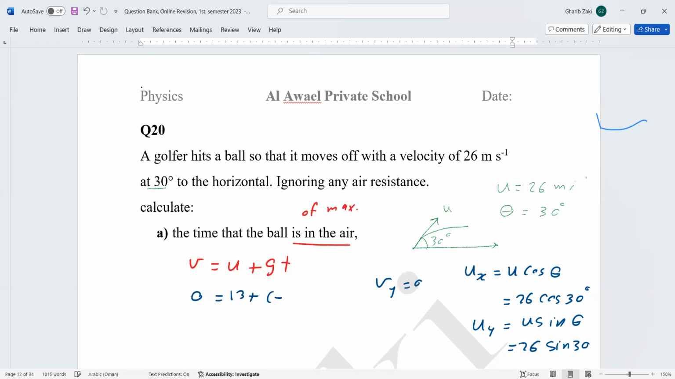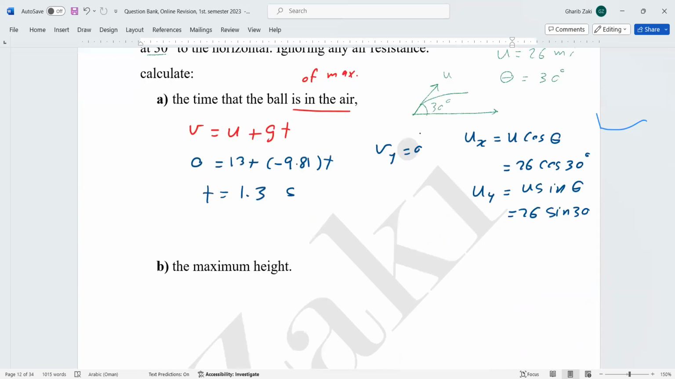When it moves up, g is negative 9.81 multiplied by t, so t equals 1.3 seconds. So the time of maximum height is t equals 1.3 seconds. What is the time in air?